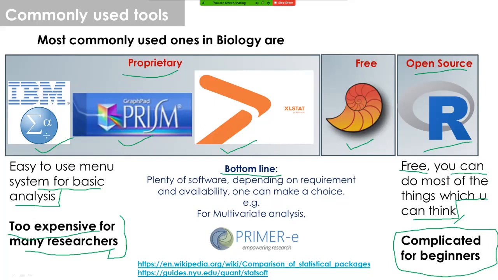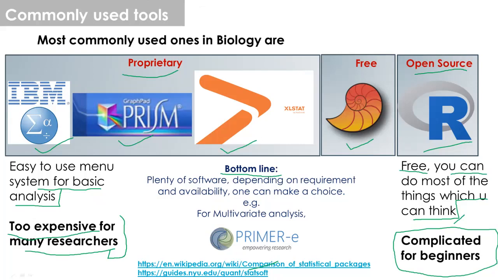You can have a link. I have just given a Wikipedia link over here. You can have a look into it. However, despite the presence of the different softwares, it depends on your requirement and the availability. You can make a choice based on these two criteria: what your data requires or what your hypothesis requires, as well as what is available or what is present to you.